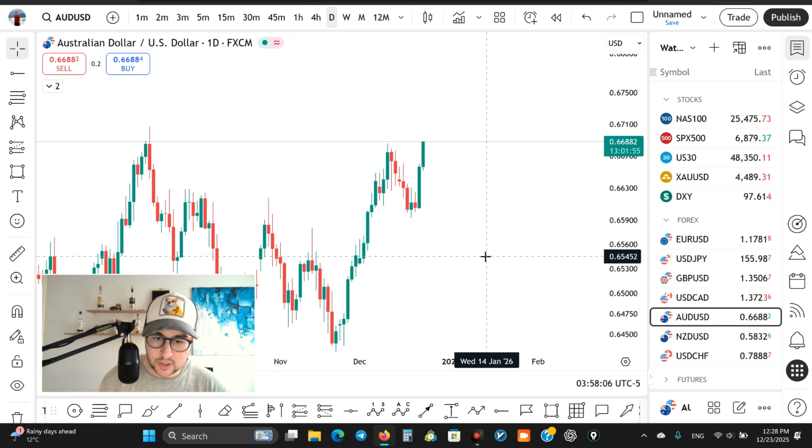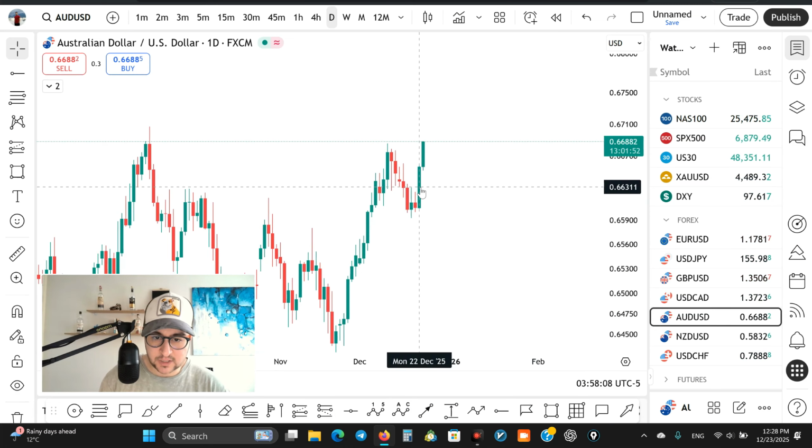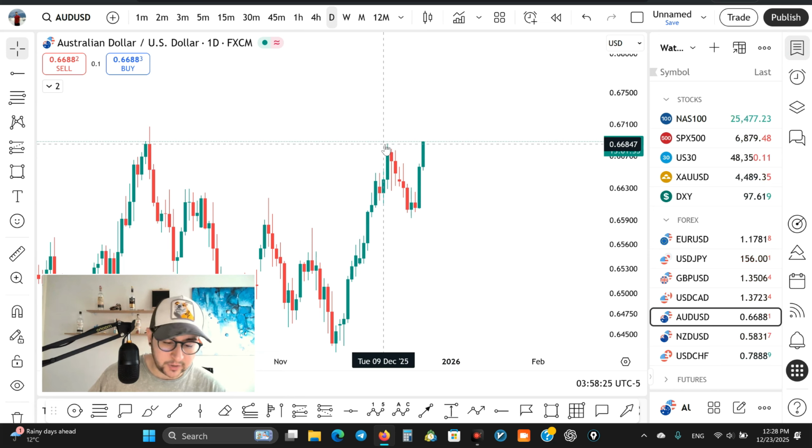On AUDUSD, as you can see here, the previous day's candle is big and green. In this situation we can say that we are bullish on AUDUSD, and as you can see here the price went up until here and reached this area.